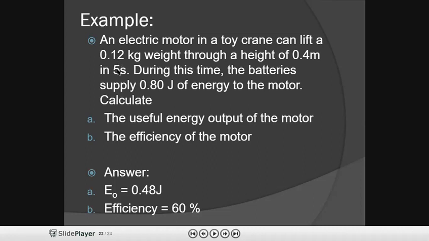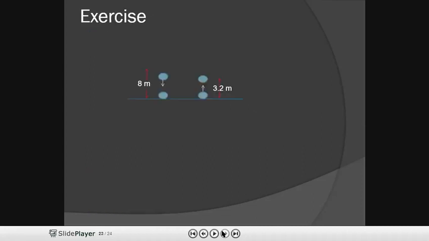If you are asked to calculate the power, then the work done with respect to time, 5 seconds, will give us the power. So another example is there.